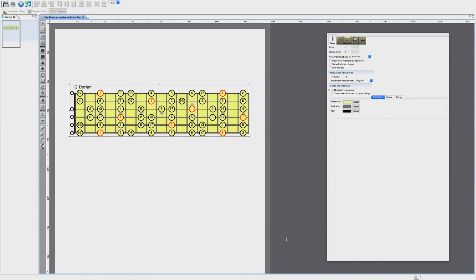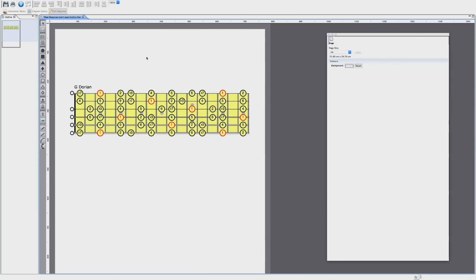And this is what we get. So here is a G Dorian mode. Now, this mode right here is part of the major scale family, which means that within this scale or a mode, we find hidden other modes. In other words, if I played this mode from the first note, I would have a G Dorian mode.